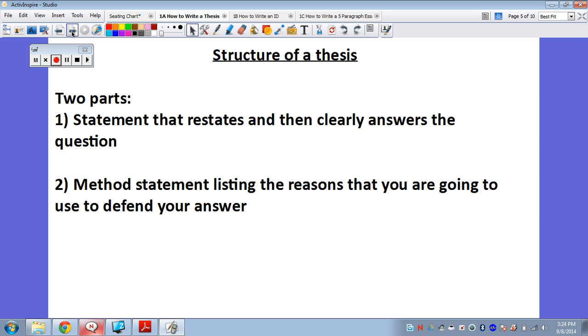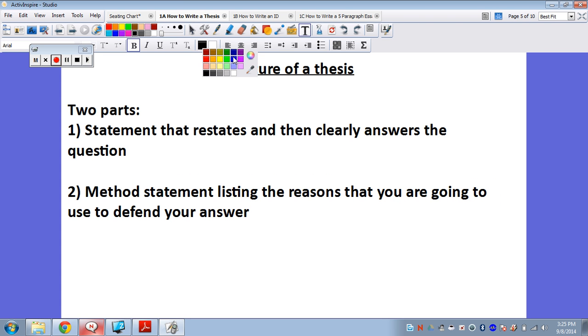Now, the thesis itself is going to have a structure, all right? And the structure is, it's a statement that restates and then clearly answers the question. So the beginning: the greatest country music singer of all time is blank. It's restating the question and answering it. Remember, you have to assume that the reader of an essay does not have access to the essay question that you were asked. Now, the other part is we're going to have a method statement. This method statement is going to list the reasons that you are going to use to defend your answer. So the greatest country music singer is Kenny Chesney because he's bald, he lives like Jimmy Buffett, and he sings fun songs. Whatever your reasons might be. Those are just 3 that I came up with off the top of my head.